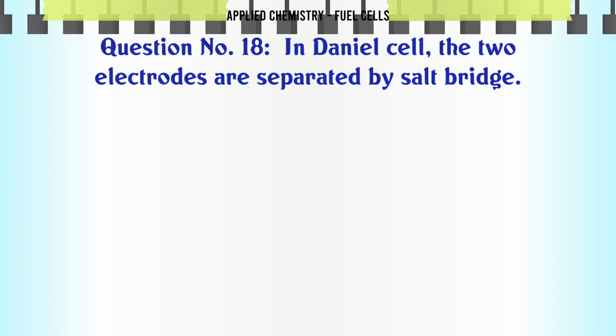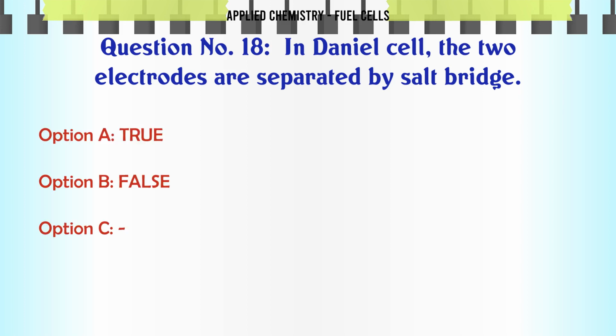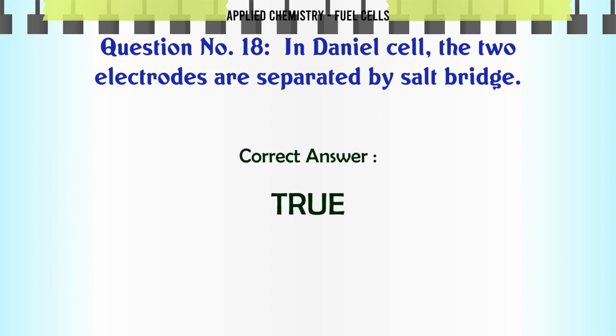In Daniell cell, the two electrodes are separated by salt bridge. A. True. B. False. C. D. The correct answer is true.